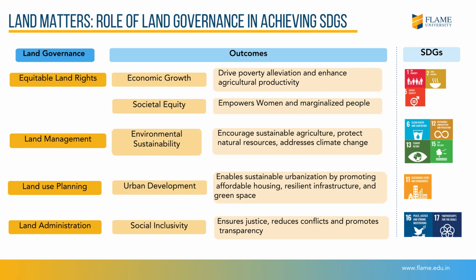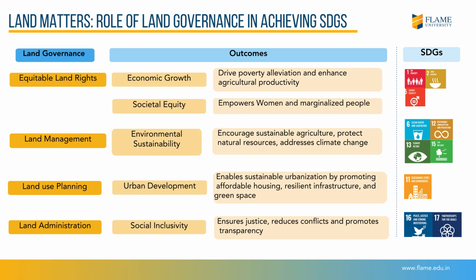Land management, that is regulating how land is used, is critical for environmental sustainability. Effective land management balances the economic, environmental, and social interests of land utilization by promoting sustainable agriculture and other land use practices, maintaining ecosystems, and protecting natural habitats. This directly aligns with Sustainable Development Goal 6, which is clean water and sanitation, Sustainable Development Goal 12, which is responsible consumption and production, SDG 13, that is climate action, and SDG 15, that is life on land.